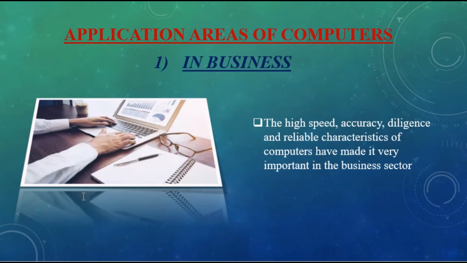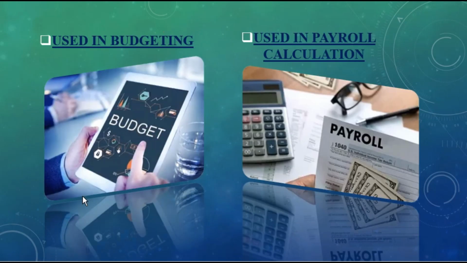Application areas of computers. Now we have various applications of computers. We have the business sector, banking sector, marketing sector, entertainment sector, all covered with us. Businesses use computers to do various things. For example, computers can be used in budgeting. For a company with a lot of income and a lot of processes to carry out, it's very difficult to do the budgeting by hand. So it's very easy using the various software of computers.